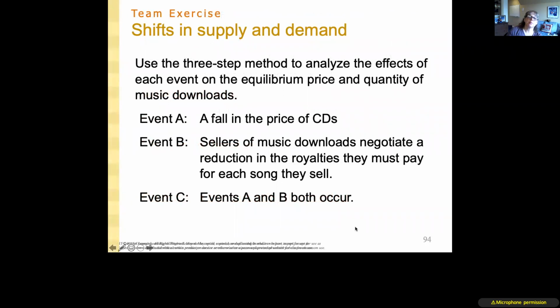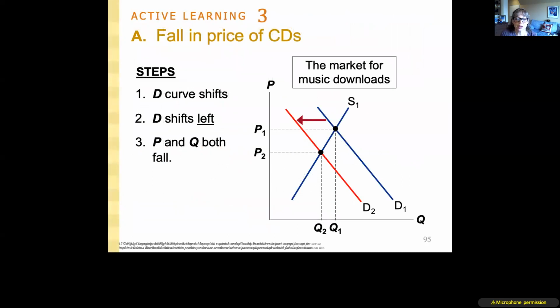So let's practice this. Remember our CDs and our music downloads? We're going to look at 3 different events. The first one is we had the supply and the demand curve, and we had a nice little equilibrium going there.